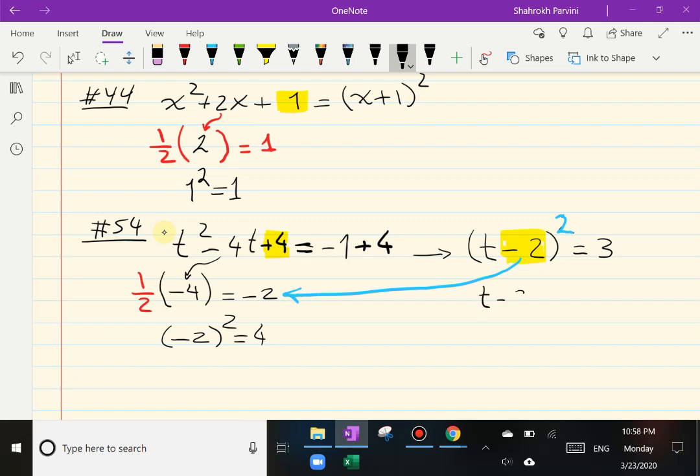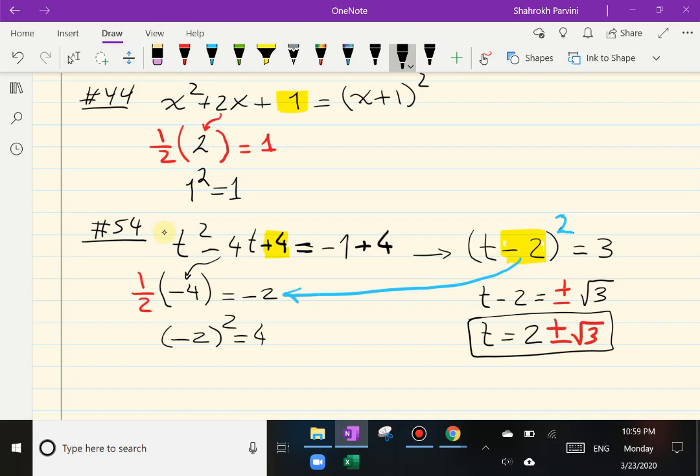We're going to go t minus 2 equals, remember, we need to have plus or minus the moment we take the square root, and we put 3 here. And then we have t is equal to 2, and of course we have plus or minus square root of 3. And that will give us, again, 2 irrational solutions. Once we have 2 plus that, the other 2 minus square root of 3.